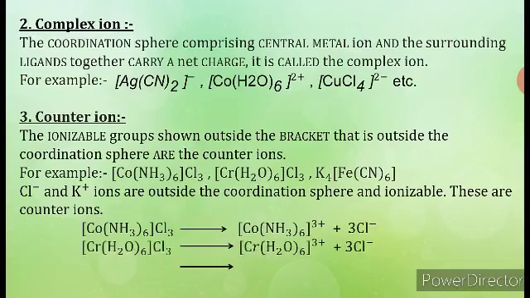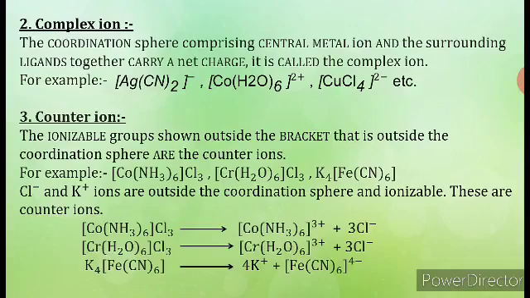In the second compound, the hexaaquochromium(III) ion and 3 chloride ions are generated. So again chloride ions are easily ionized, so these are the counter ions present outside the coordination sphere. In K4[Fe(CN)6], 4 potassium ions and 1 hexacyanoferrate(II) ion are formed. Okay, so these are the counter ions. Clear? So this is the third term which we have to discuss, that is counter ion.